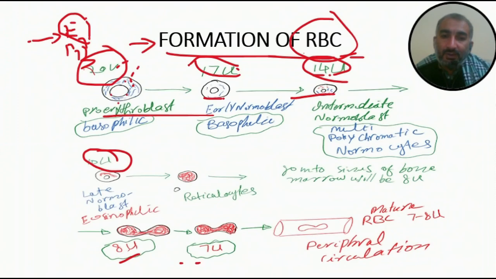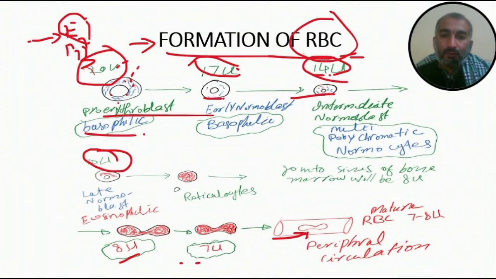So we have seen that gradually these cells are reducing in size, and the cell's color here is blue and eventually here it is red. So the cytoplasmic color is also changing while they are maturing and come into the peripheral circulation as a mature RBC. So the first cell is the proerythroblast. Proerythroblastic cells are big cells, 20 micron, and they have a big cytoplasm which is blue in color. So this is called basophilic staining.